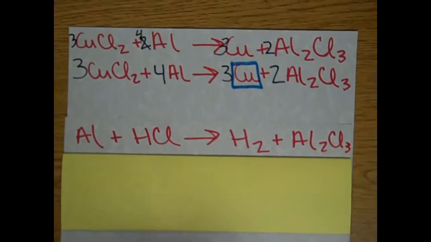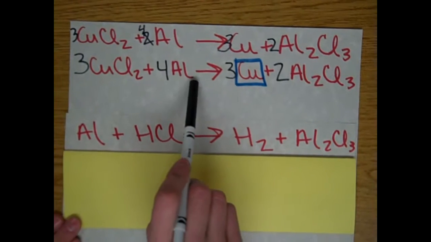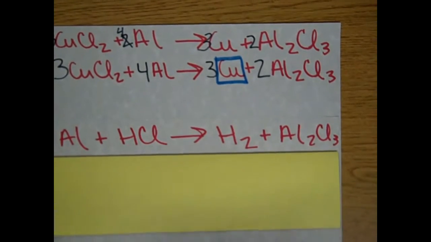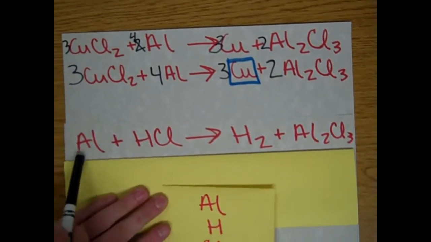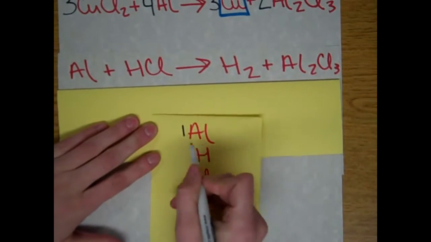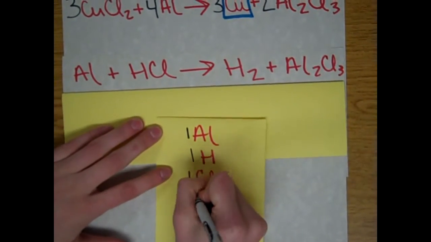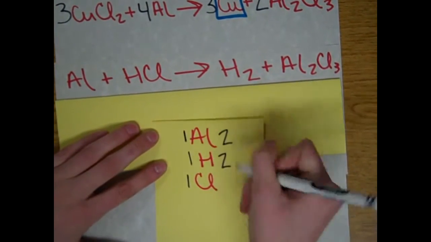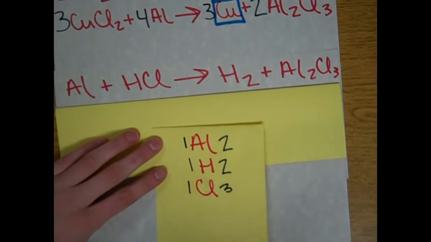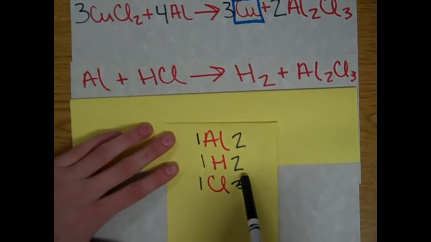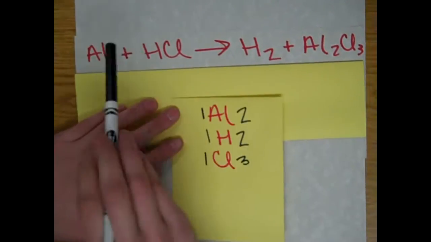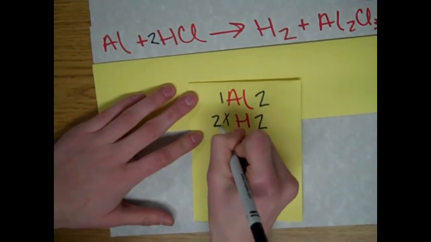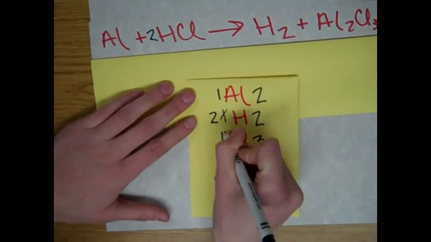Okay. So along with the copper chloride reacting with the aluminum, it is going to now react with the hydrochloric acid to form hydrogen and aluminum chloride. So on this side there's 1 aluminum, 1 hydrogen, and 1 chlorine. And on the other side there's 2 hydrogens, 2 aluminums, and 3 chlorines. So the first easiest thing to balance would be the hydrogen. There's 2 on this side and 1 on this side. So there needs to be 2. And that changes, so there are now 2 hydrogens, but there are also 2 chlorines.